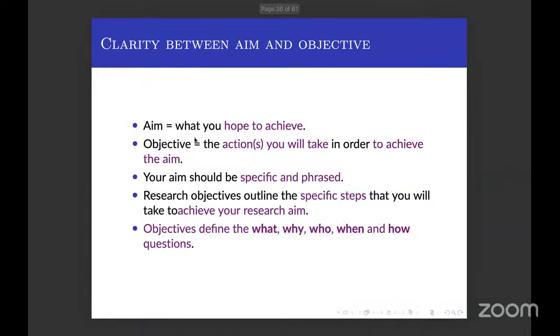So, clarity between aim and objectives. Aim is what you hope to achieve. Objective is the action you will take in order to achieve the aim. Got my point? Clear? So objectives define the what, why, who, when, how questions. How you will be achieving these things.